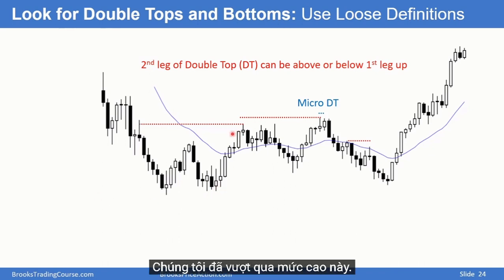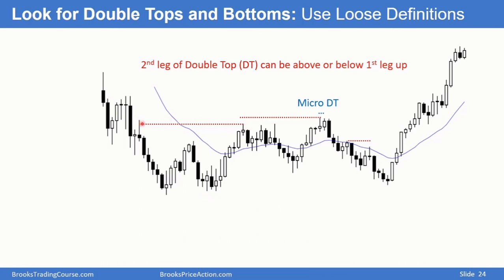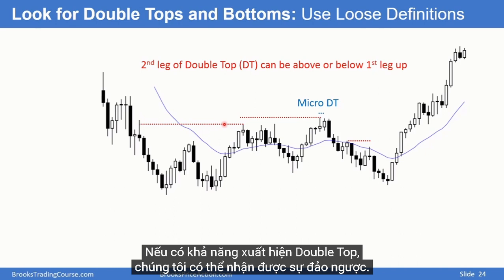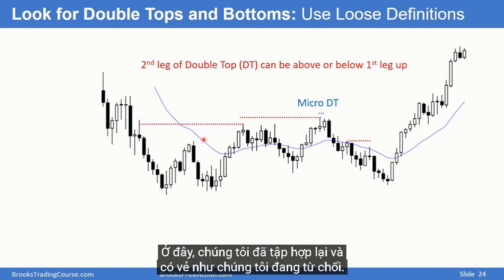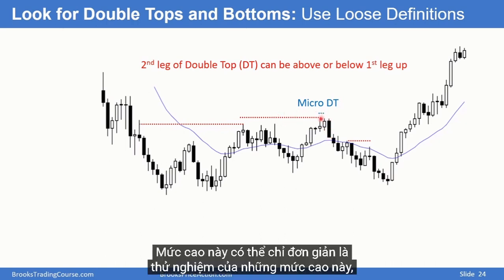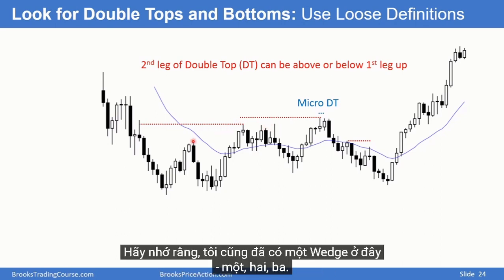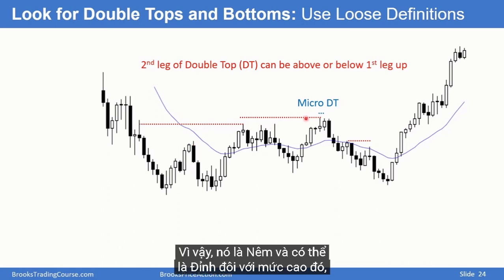Here we're rallying. We broke above this high, but I always look to the left to see the context. If there's a possible double top, we might get a reversal down. Here, we rallied and it looks like we're turning down. I'd be inclined to sell below this bar, depending on reasons. I'll look to the left to see if there's a double top. This high might simply be a test of these highs, so it might be a double top with these highs. Remember, I also had a wedge here, 1, 2, 3, so it's a wedge and possibly a double top with that high, maybe a lower high, double top with that high.